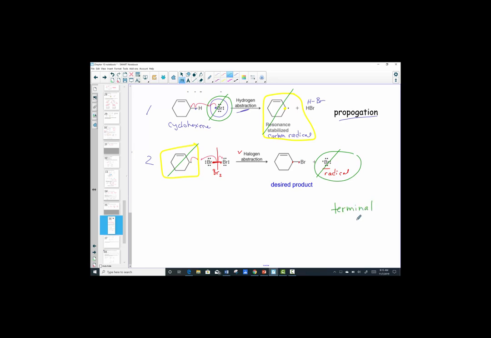And so the termination step would just take out the bromine radical. The termination step could involve taking a bromine radical and just coupling it with another bromine radical to form a bromine molecule, which would end the propagation step.